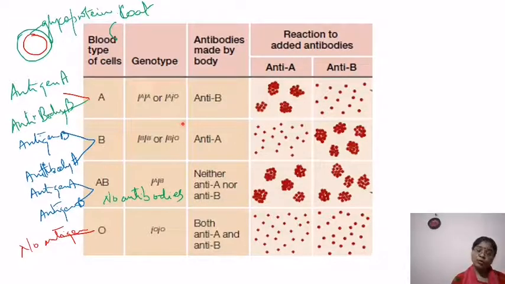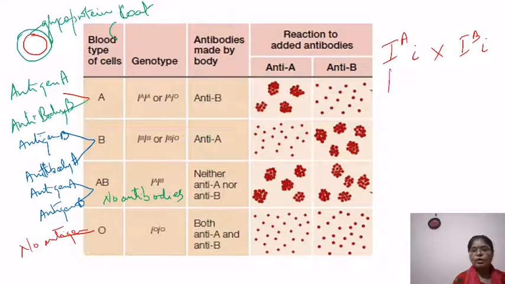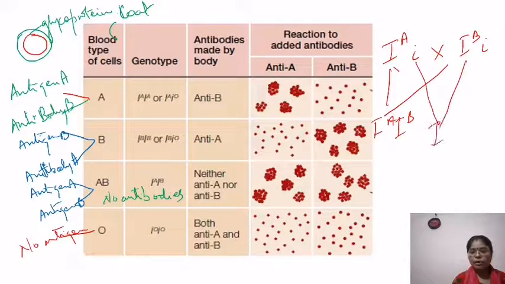And even if we know the blood group of a couple, we can predict the children's blood groups. Suppose I'm taking an example: the mother has blood group A and the father has blood group B. Then I can have progenies of all kinds of blood groups. You can see here, IA IB, then you can have a progeny here, IB, then you can have a progeny here, IA.